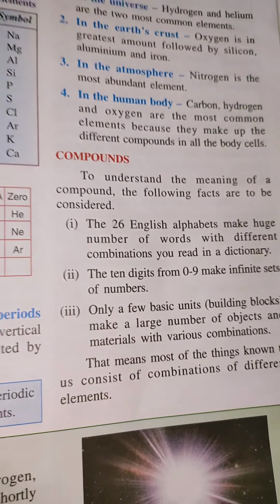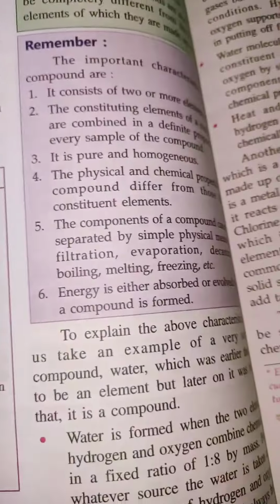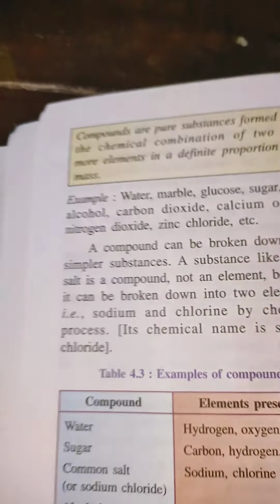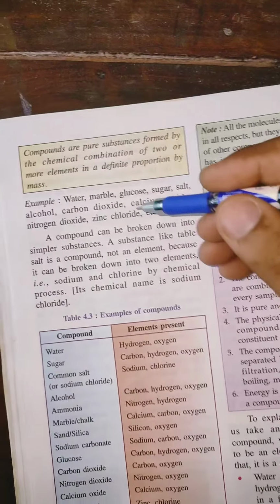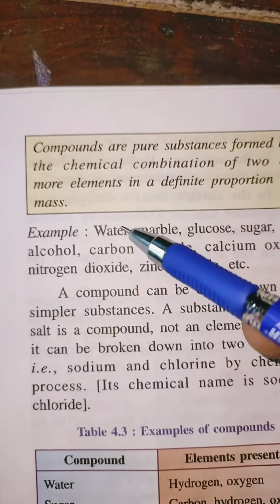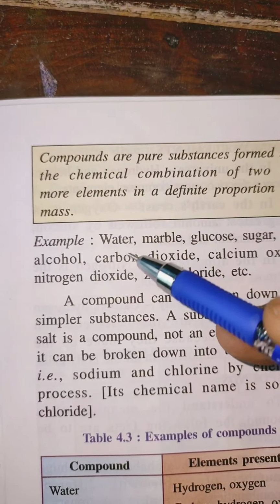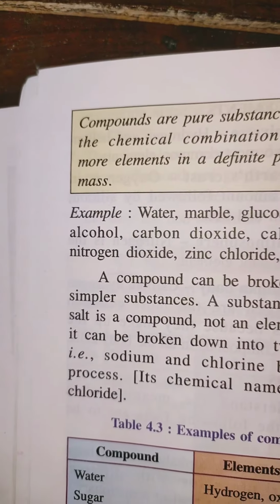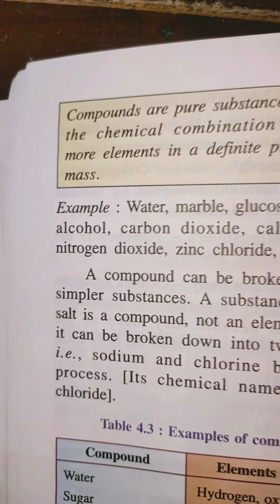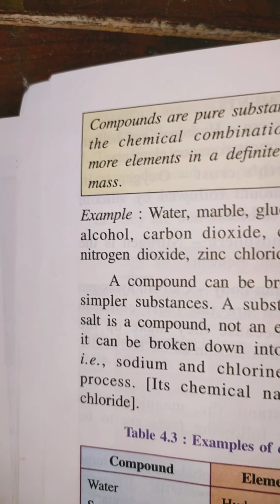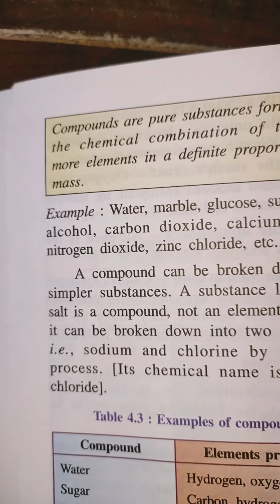Now students, compounds. What are compounds? Compounds are pure substances which are formed by the chemical combination of two or more elements in a definite proportion. Like water, marble, glucose, etc. Now students, you will have a question: why is water a compound? Because water is made up of hydrogen and oxygen. Hydrogen and oxygen are two different elements, so they combine together and produce a compound. So a compound is made up of two or more elements.